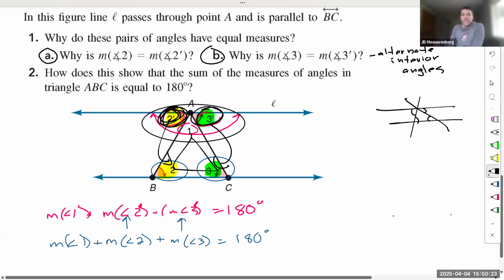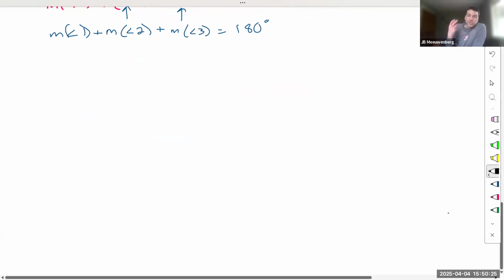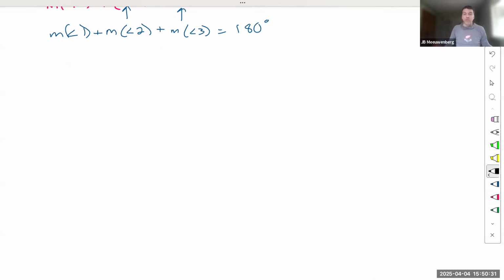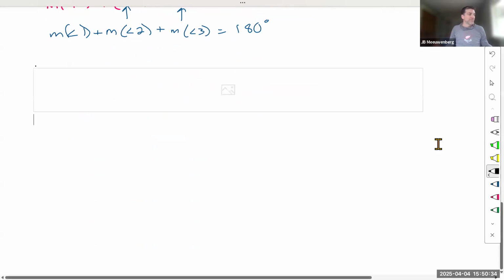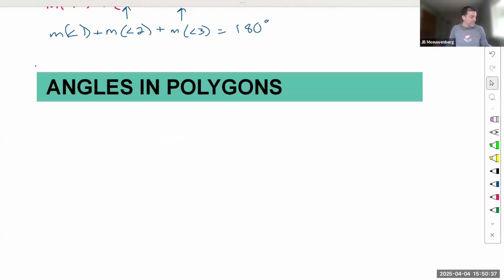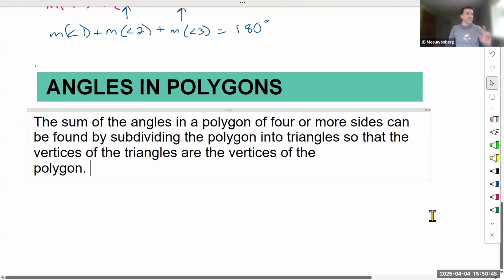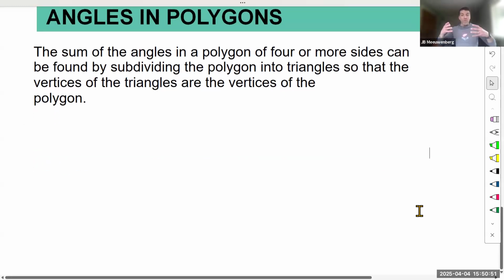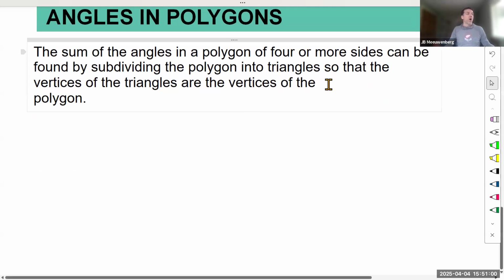So let's start now examining the angles of polygons. That was the angles of triangles. Triangles make 180 degrees, and we're going to use that fact as we explore the angles of different types of polygons. And so I'm going to start with this picture right here, because the trick, it's a little geometric trick that we do. The sum of the angles in a polygon that has 4 or more sides can be found by subdividing the polygon into triangles, so that all the vertices of the triangles are the vertices of the polygon.